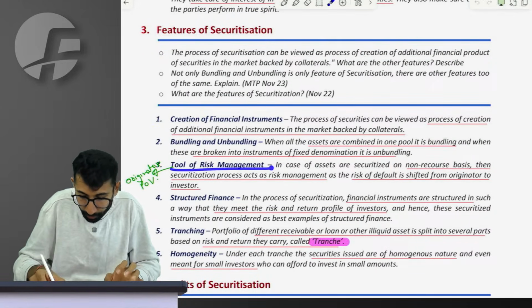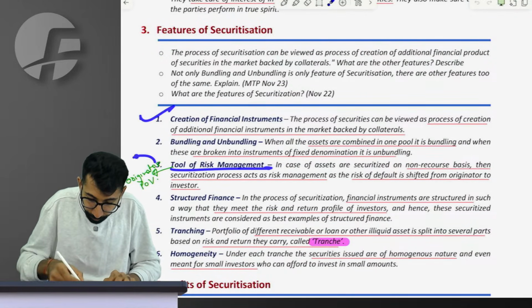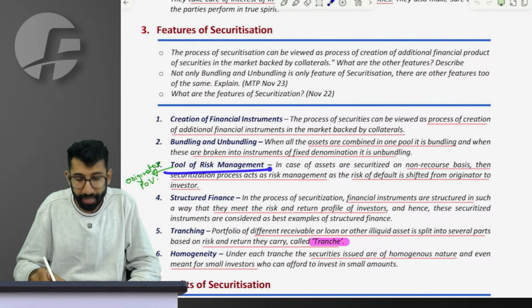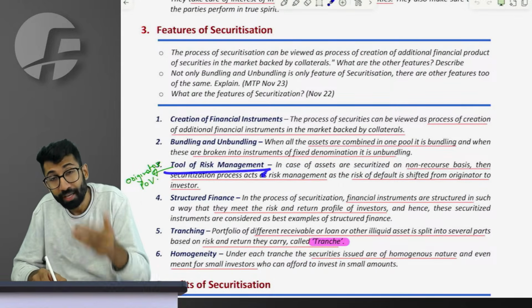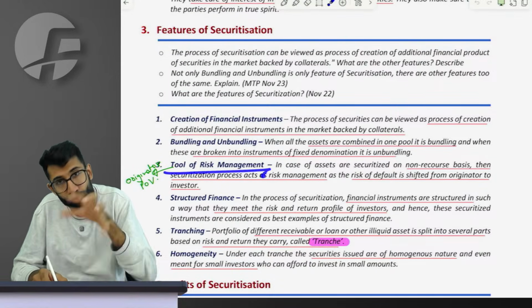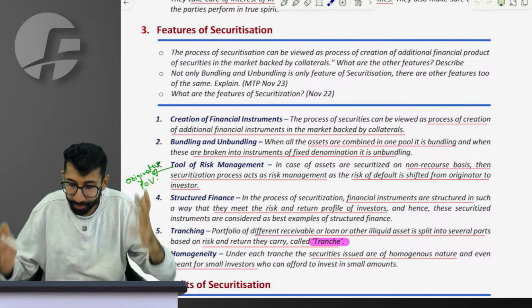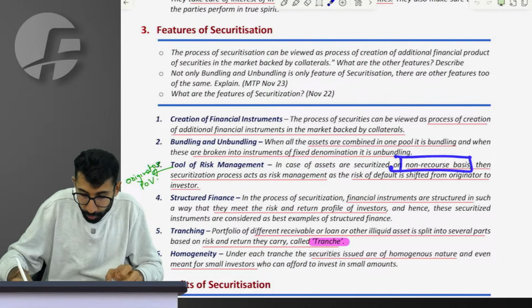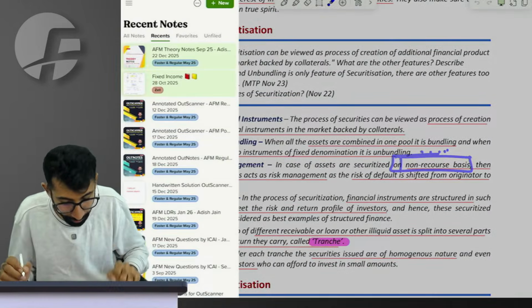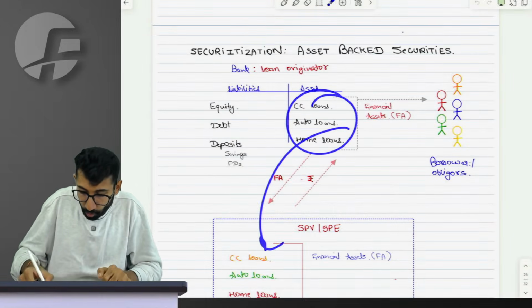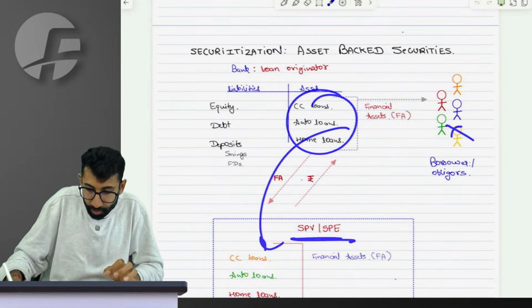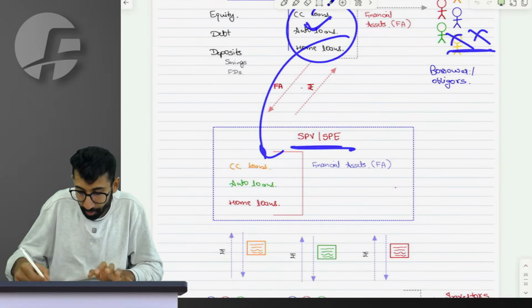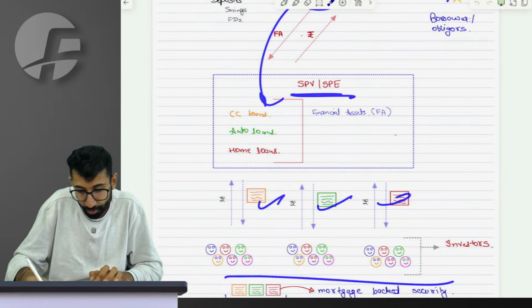Sir, next is tool of risk management. This feature of securitization is from the point of view of the originator. Sir, as an originator, when I sell my financial assets to the SPV, do you agree that from my balance sheet the risk has been removed? Meaning to say, if it is on a non-recourse basis. Sir, what is this terminology? Let me tell you. As an originator, I have sold my asset to the SPV. Now, if the borrowers default, there are two possibilities. Either the originator will bear the risk or ultimately the investor will bear the risk through the SPV.